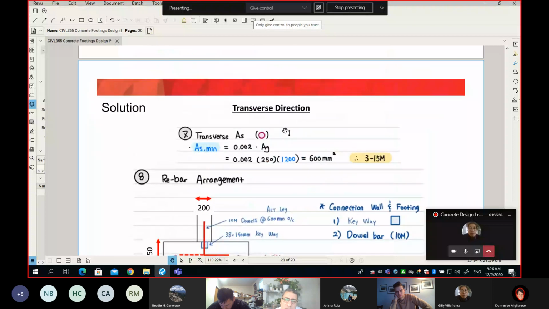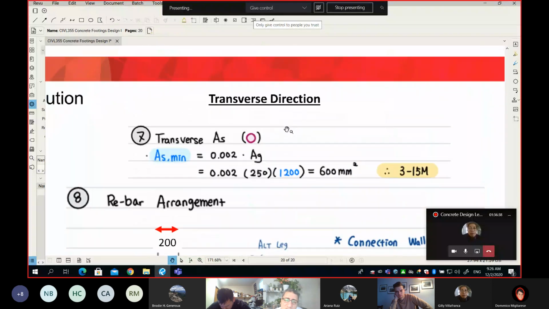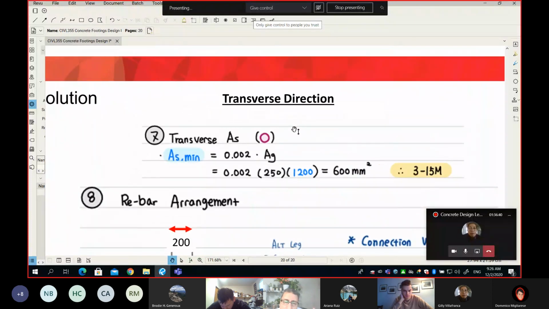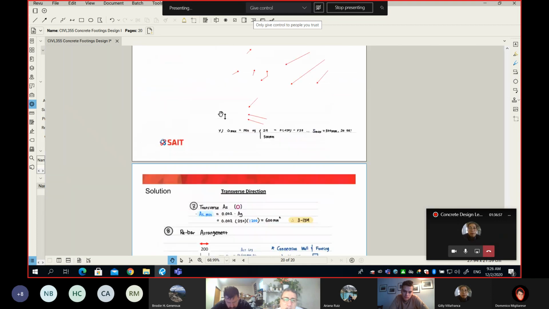Okay, let's go to the transverse direction. In the transverse direction, we have no moment. We have 0 bending moment. We only have to add the minimum steel. We've done it already. The minimum steel in this case is 2 per 1,000 multiplied by the gross area. Gross area of what? Let me show you what the gross area is.